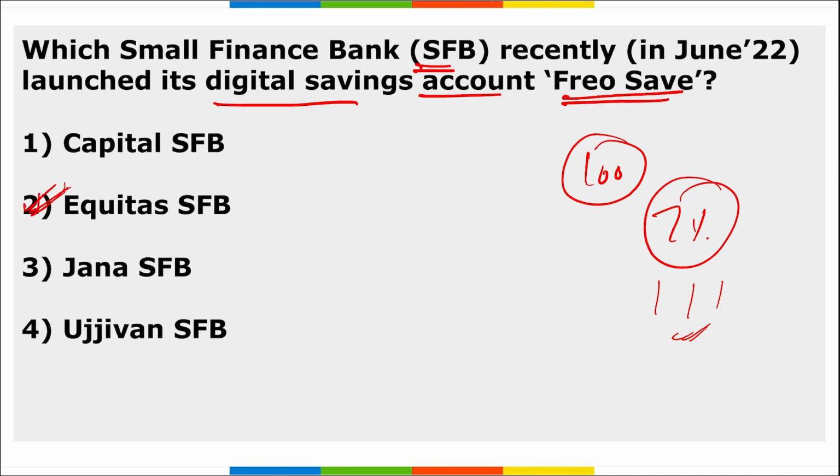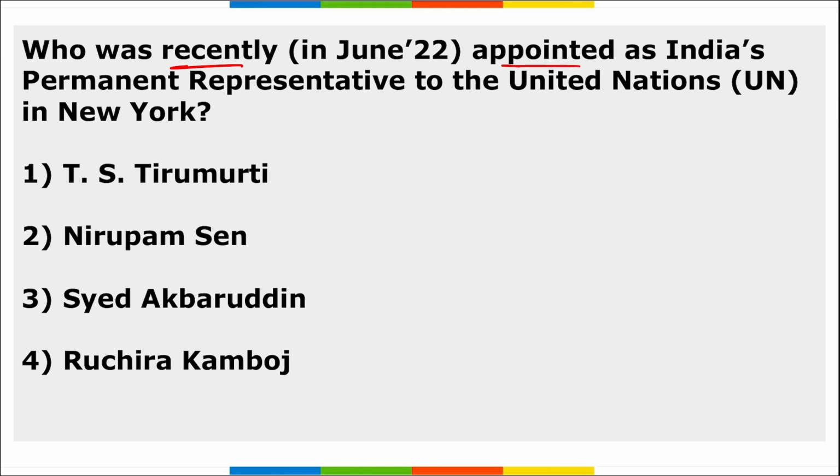Highly important. Next, who was recently appointed as India's first permanent representative to the United Nations in New York? So Ruchira Kamboj. Ruchira Kamboj, a senior Indian diplomat, currently Indian ambassador to Bhutan, has been appointed as the next permanent representative of India to the United Nations at New York. And remember, Ruchira Kamboj is the first female ambassador of India to the Kingdom of Bhutan. Highly important. Remember this term also.